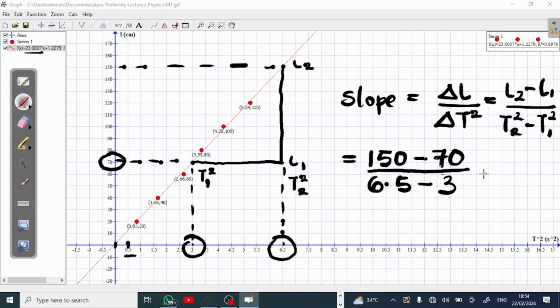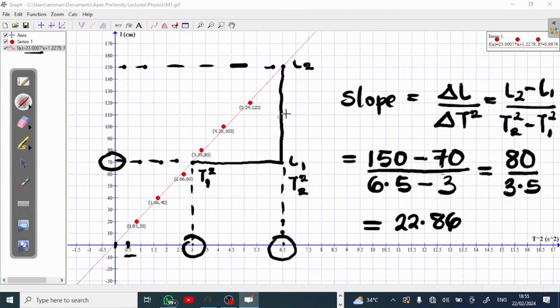So minus 3, and that is equal to 150 minus 70, that's about 80, all over 6.5 minus 3, that's about 3.5. So if I do 80 all over 3.5, I have my answer, about 22.86 as my slope. But this calculation is not as accurate as what the software is giving me. This is giving me 23 as my slope.